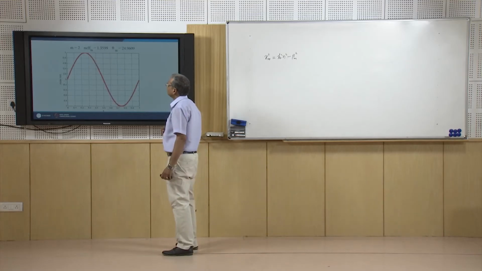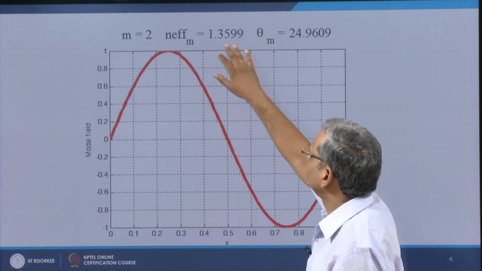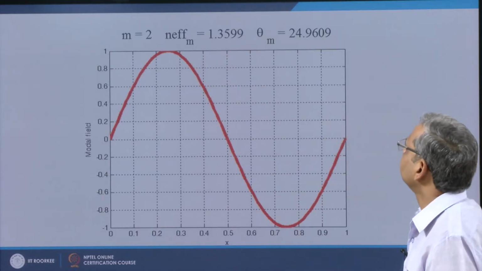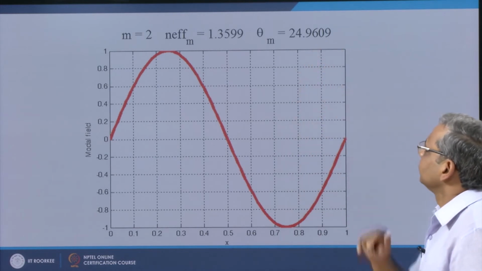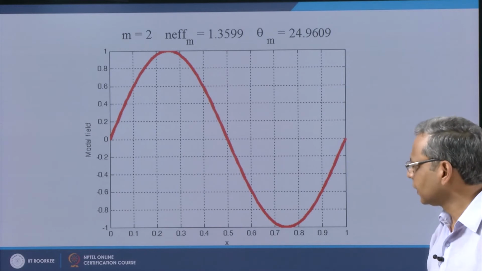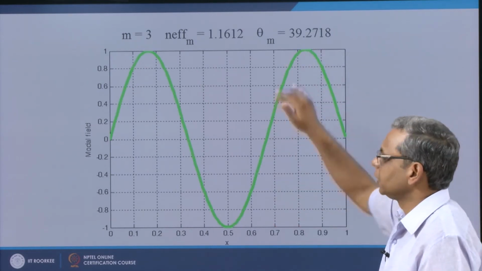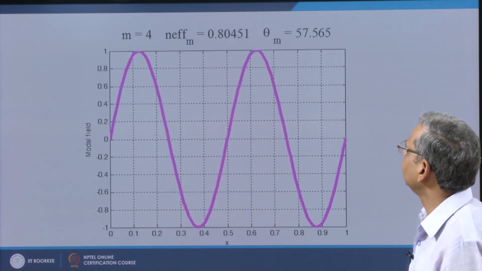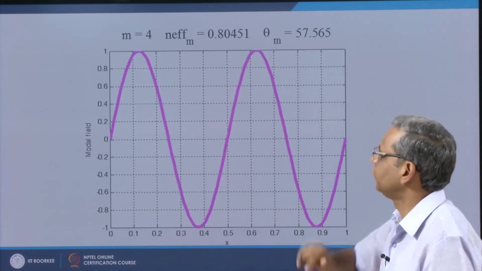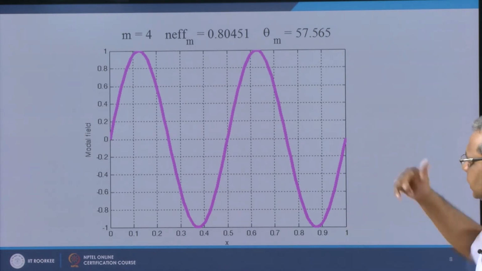The second one is with n effective equal to 1.3599 with angles plus minus approximately 25 degrees. Yet another one is this with angles plus minus 39 degrees, and this one plus minus 57.56 degrees. So these are the modes.